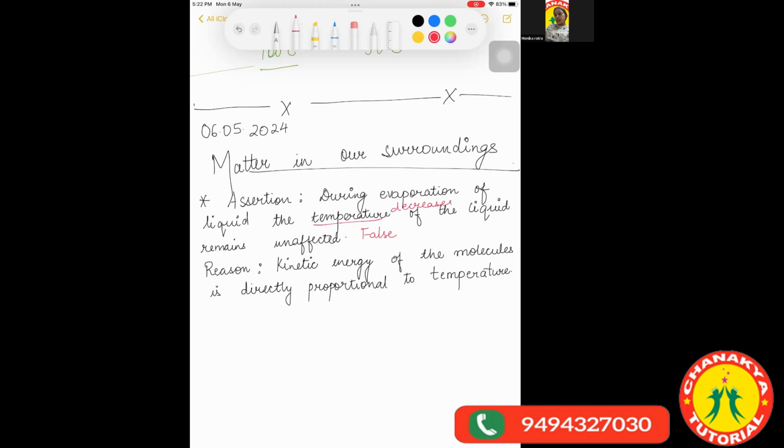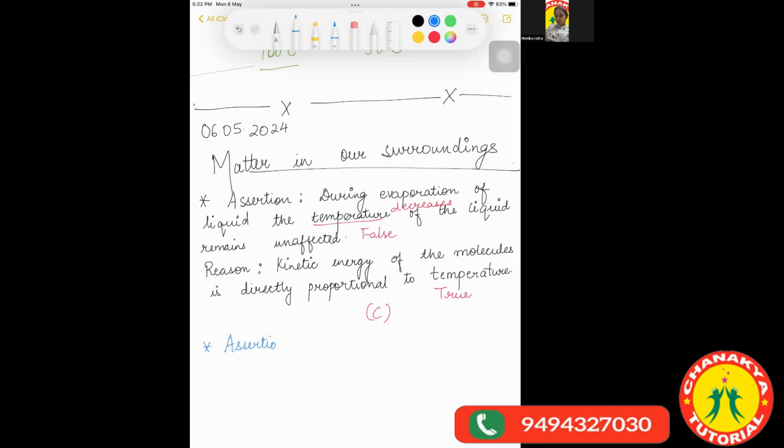Okay, children, those who said true, is it clear to everyone? You have to consider all the points while you are considering any process. Next, kinetic energy of the molecules is directly proportional to temperature. Yes, Jitendra. Ma'am, it is true. Yes, it is true. So when the assertion is true and the reason is false, the option is C part. Let's move to the next assertion reason.